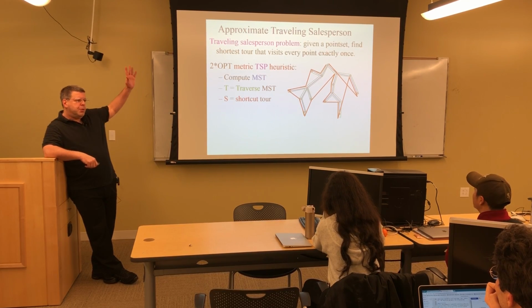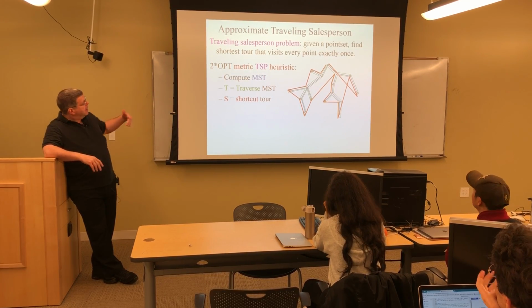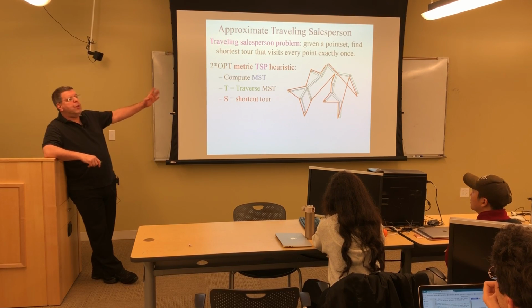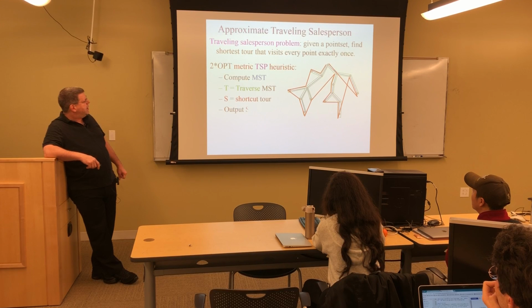Let me understand this heuristic. That's what it is. Now, the big question is how good is this red tour compared to the optimal? And we're about to prove it's no worse than twice. Okay, so we call the red tour the shortcut tour, color-coded red.